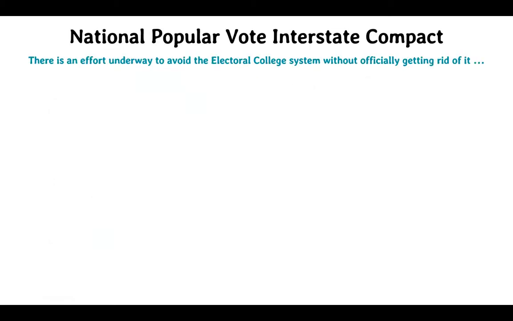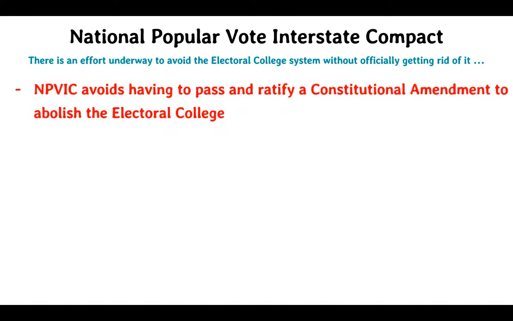So the NPVIC is an effort to avoid the Electoral College without actually getting rid of it, because the NPVIC is trying to not have to pass and ratify a constitutional amendment to abolish the Electoral College. If you wanted to abolish it, you would need to add an amendment to the Constitution, since it's in the Constitution. So this is trying to work within the current framework, because it's really hard to get an amendment. We've only had 27 in our entire history. Okay, so here's how it works.